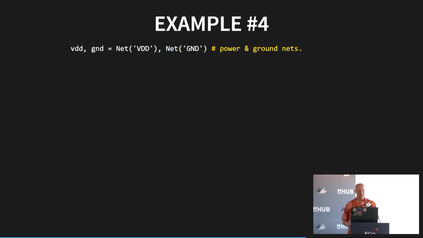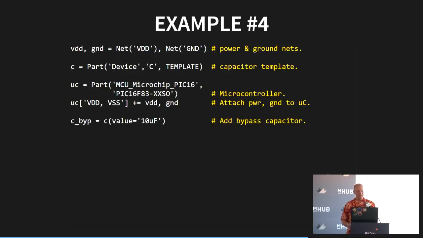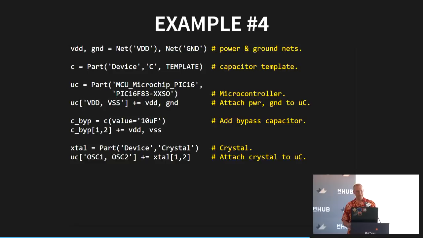We put out our VDD and ground nets. We make a capacitor template that we're going to use later on. We put down our microcontroller, in this case a 16F83. We're going to connect the power and ground pins on that microcontroller. Then we're going to make a bypass capacitor, 10 microfarads. We're going to connect that bypass capacitor to the VDD and VSS lines so the micro will run. Then we make a crystal, and we connect the oscillator 1 and 2 pins of the microcontroller to that crystal. Then we make a pair of trim capacitors.